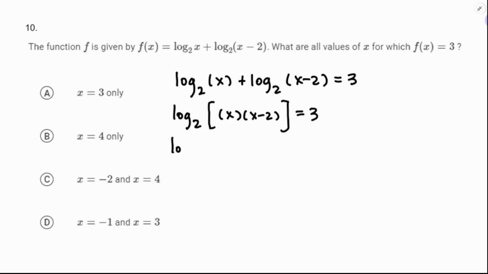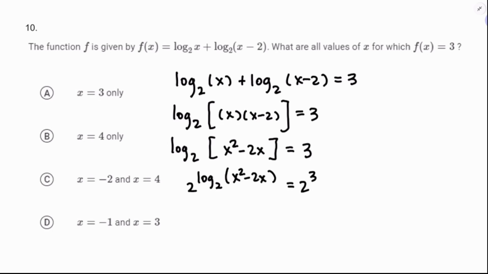Just for the sake of showing all the steps, I'm going to distribute inside the log to get x squared minus 2x. And then at this point, I'm going to take 2 to both sides' power to resolve the log. So 2 to the log base 2 of x squared minus 2x is going to equal 2 to the third. What we know about logs and exponentials is that they undo each other provided they've got the same base. So I'm going to say x squared minus 2x is equal to 2 to the third, which is 8.